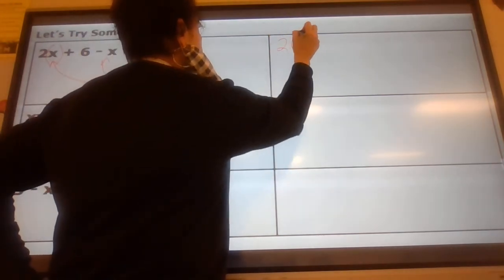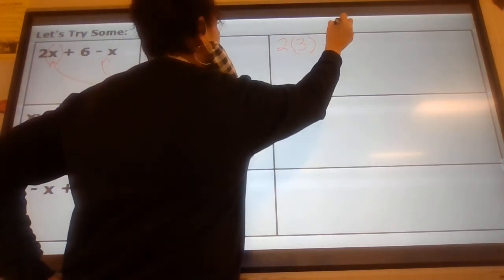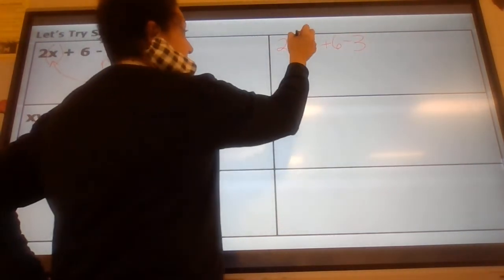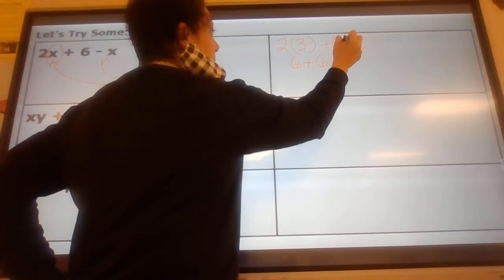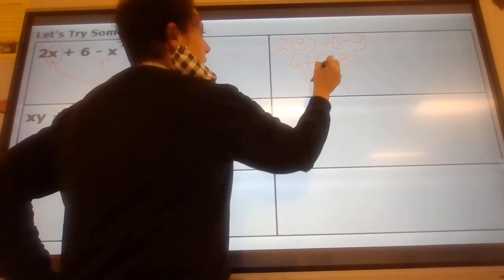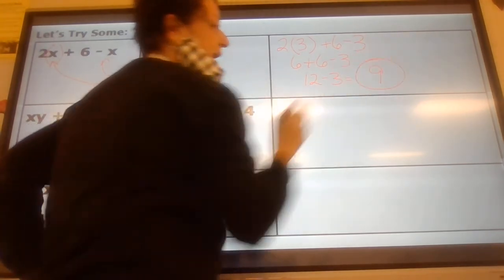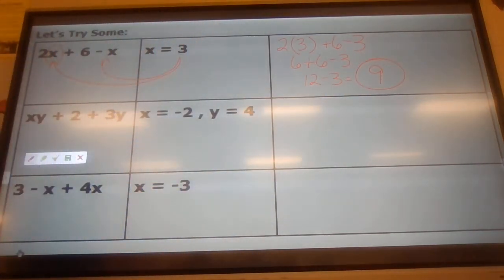2 times 3 plus 6 minus 3. So that's 6 plus 6 minus 3. 12 minus 3 equals 9. So 9 is the answer. It's not x equals 9. It's just 9. Okay?